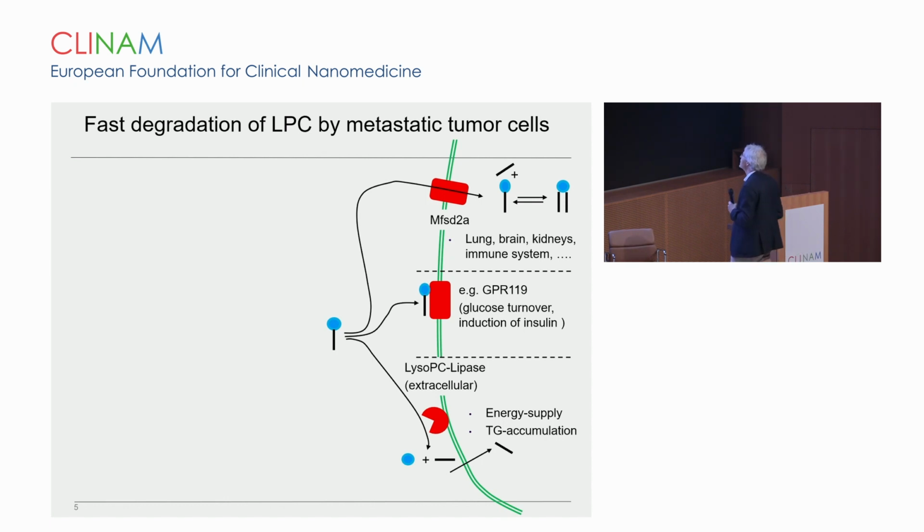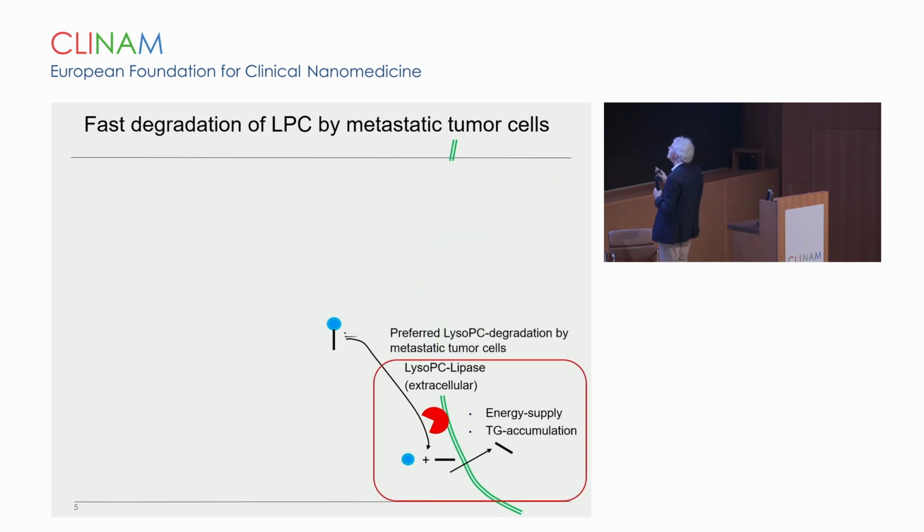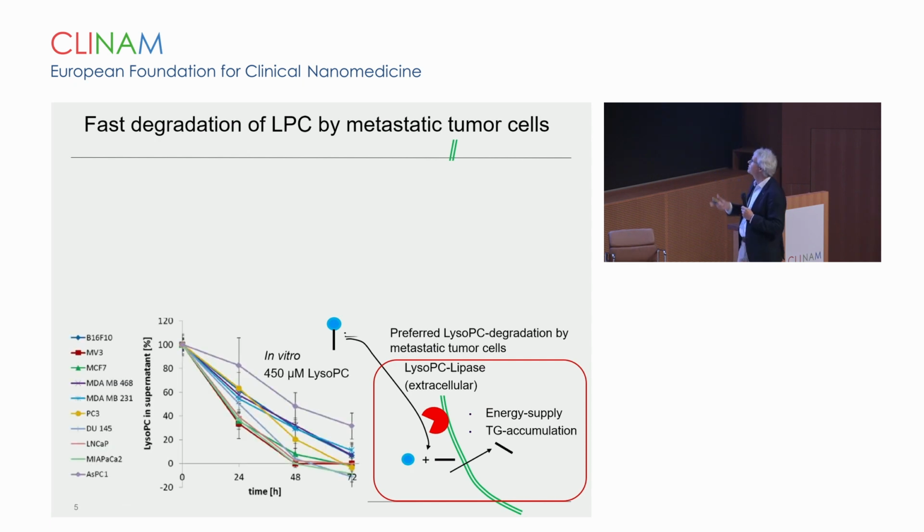And we know from our own studies that metastatic cancer cells have the ability to cleave Lyso-PC extremely rapidly outside the cells. This is extracellularly. And this is from one of our papers. We tested 10 different metastatic cancer cell lines. We put in the cell culture dish 450 micromolar of Lyso-PC bound to albumin, of course. And this is removal of Lyso-PC. You can see almost all cells completely remove the Lyso-PC within 2 to 3 days.